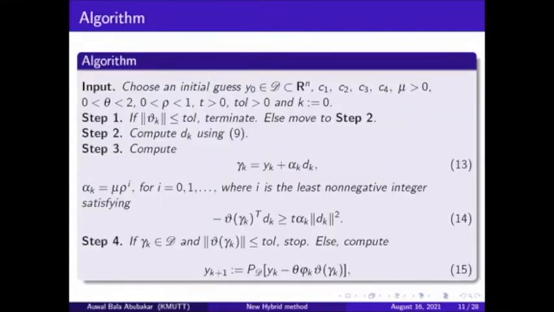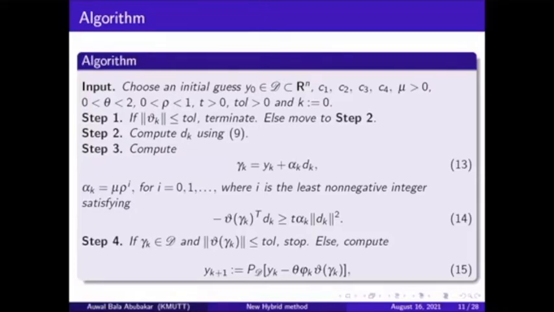Next, we give the algorithm. We choose an initial guess y naught from D in Rn, C1, C2, C3, C4, and mu greater than 0. Theta is strictly between 0 and 2. Rho is strictly between 0 and 1. T is greater than 0, tol is greater than 0, and k is equal to 0. In step 1, we check the tolerance from the initial guess we choose. If the tolerance is satisfied, we terminate the algorithm, else we move to step 2.